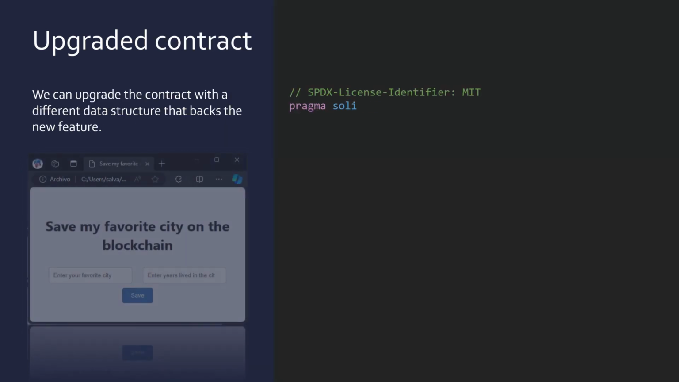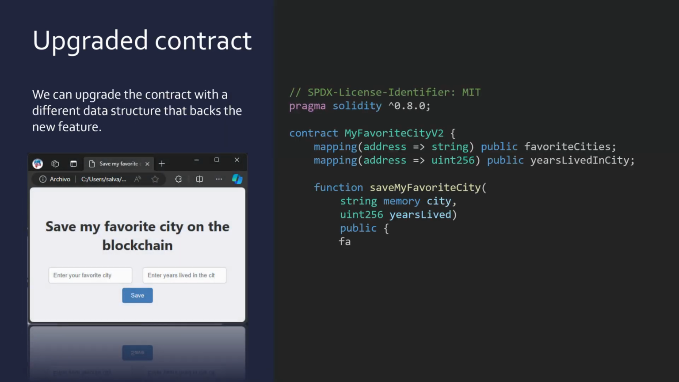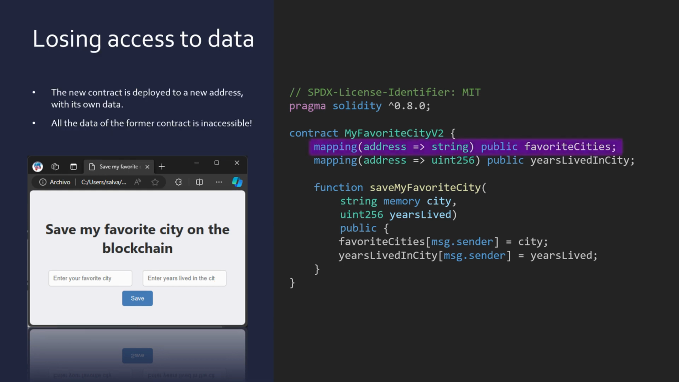In this example, we decide to store the years that the user has been living in her favorite city in a new map. But what would happen when we deploy this new contract? We cannot overwrite the previous contract, which is immutable on the blockchain. The new contract will be deployed to another address. We can make our Web3 connect to the new contract, but all the data stored in the old contract would not be present in the new version.